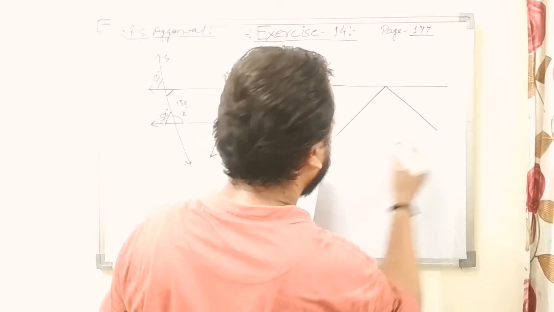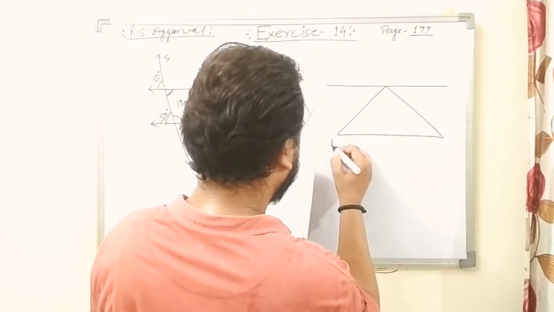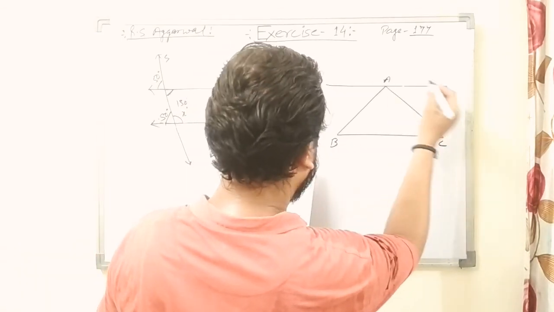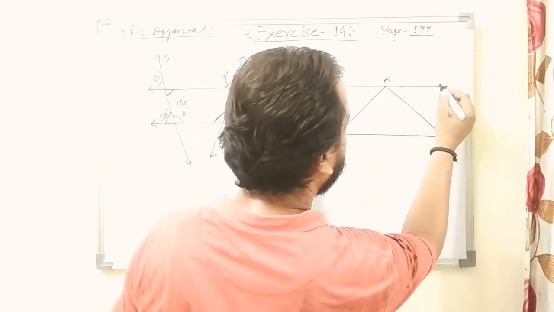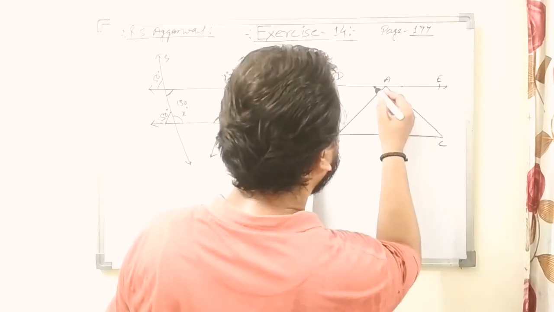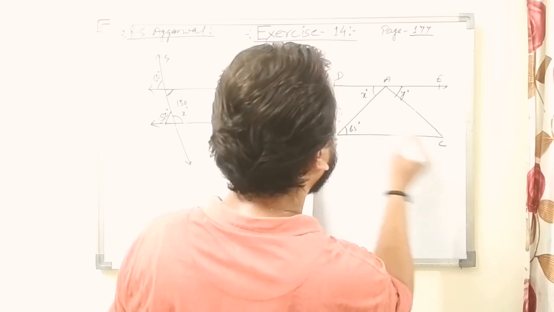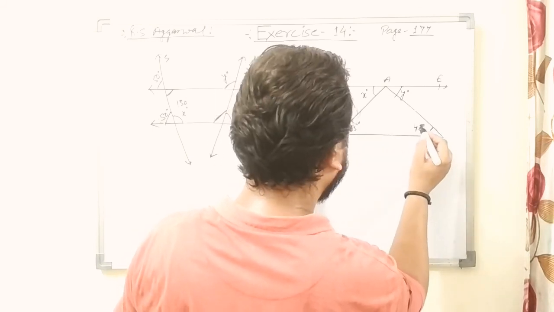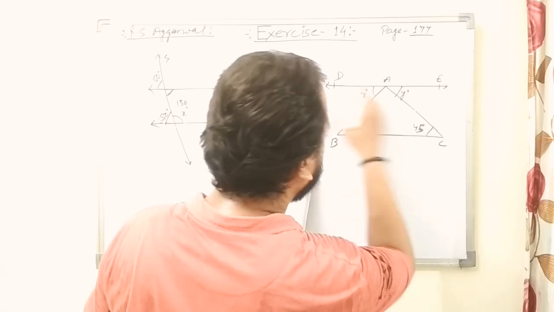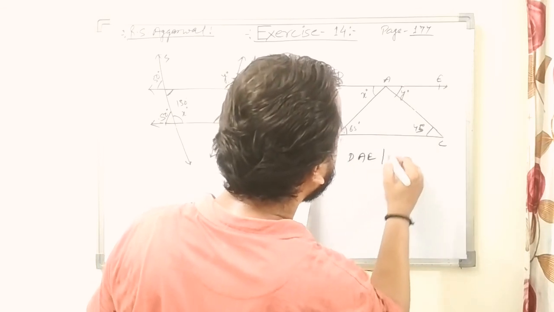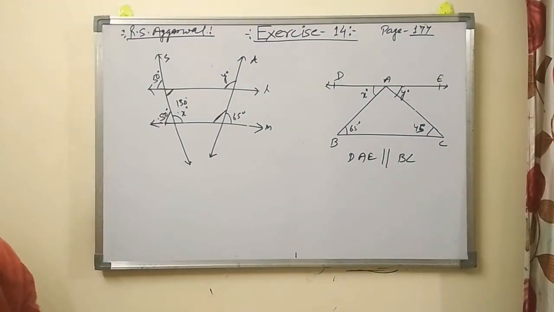This is a triangle, right? B, C, A, right? Here this is D, and here this is E. This is X degrees, this is Y degrees. This angle is given as 65 degrees, this angle is given as 45 degrees, and it says that the line DAE is parallel to BC, right? This is given. Okay, fine.